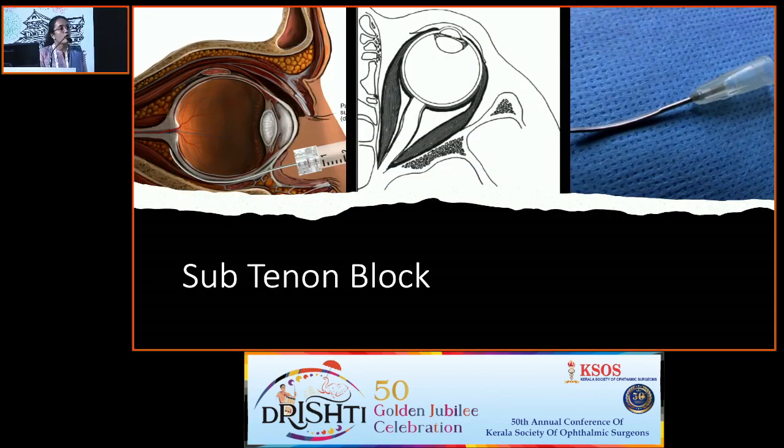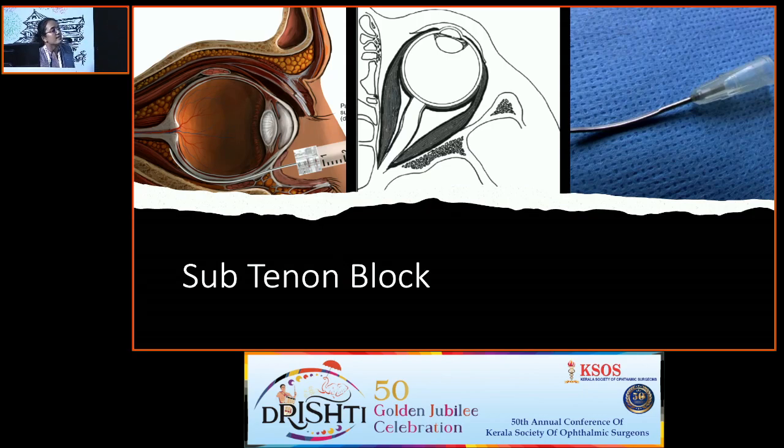Now the subtenon block. This can be done with a needle technique as well as a blunt dissection technique. So let's resort to blunt dissection because it can negate the complications associated with the needle technique somewhat. We make a nick in the subtenon capsule and, after blunt dissection, inject the anesthetic. And this is the specially designed cannula by Stevens.